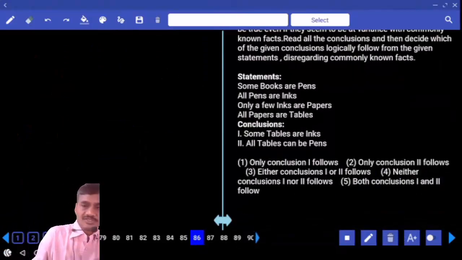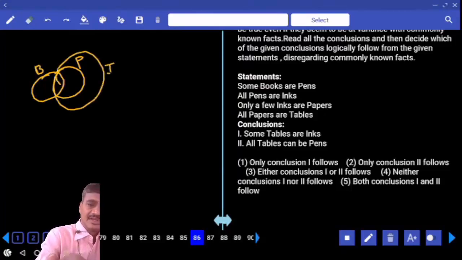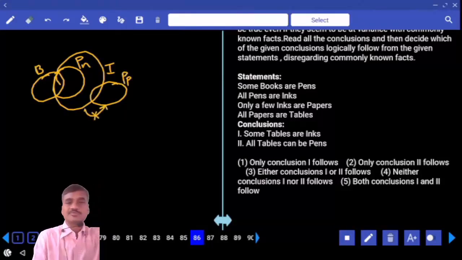Now question number 86, some of the books are pens. How to represent this one? These are the books that are pens. And all these pens are ink. And at the same time, only a few ink are papers. Now this is pen. Only some ink are papers, but not all, means this entire ink cannot be a part of this paper.